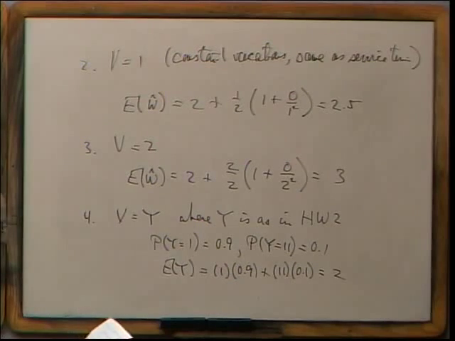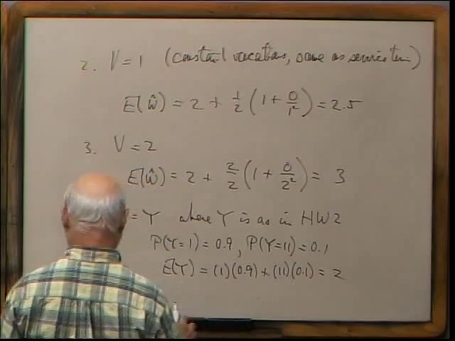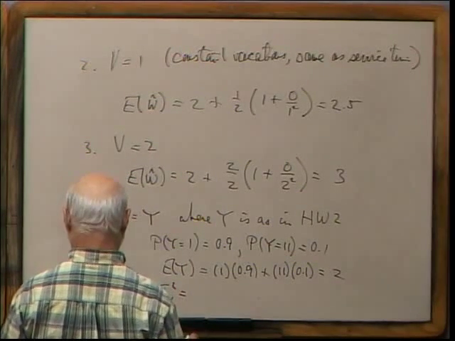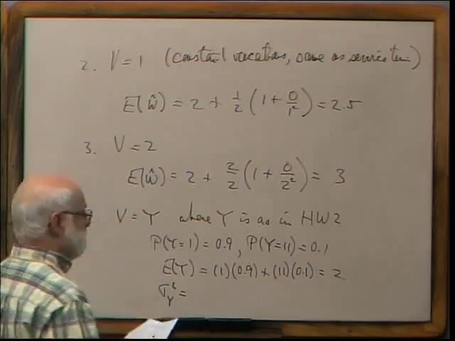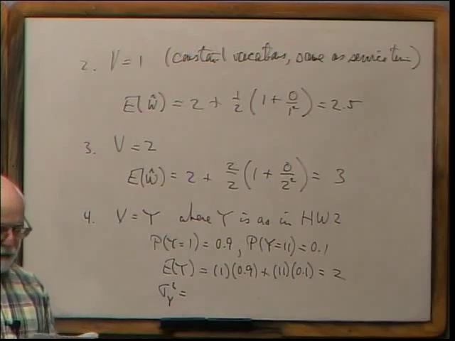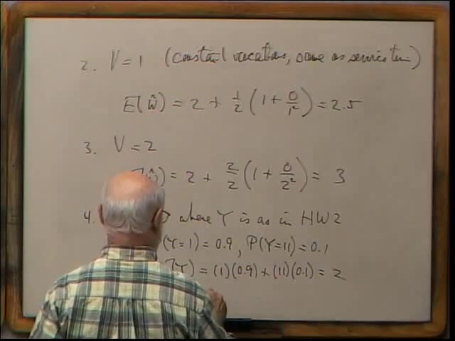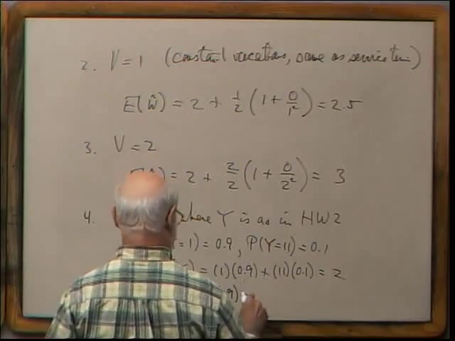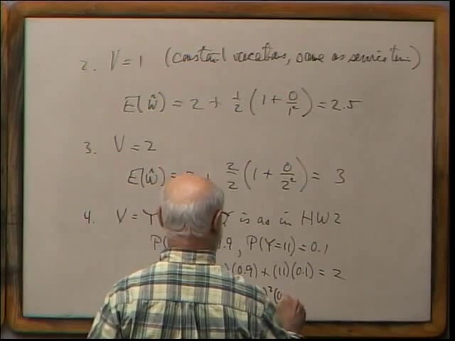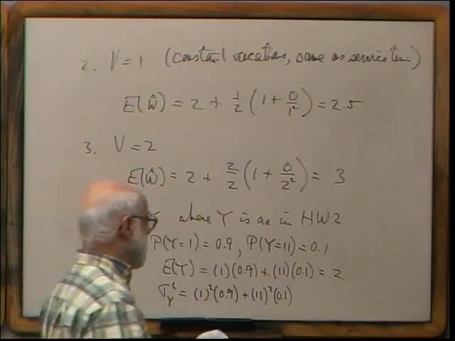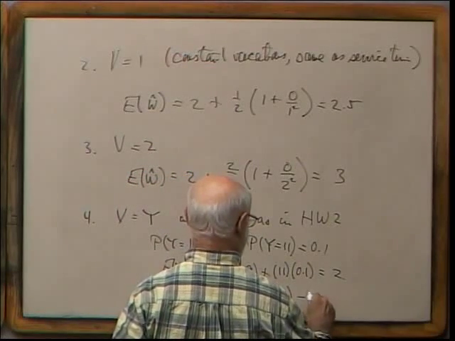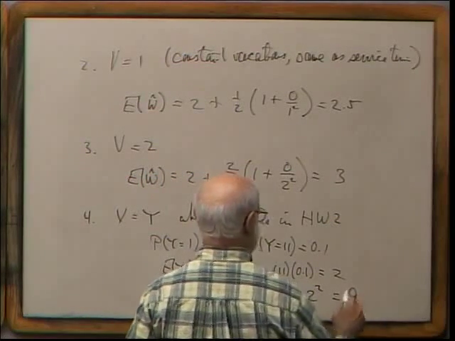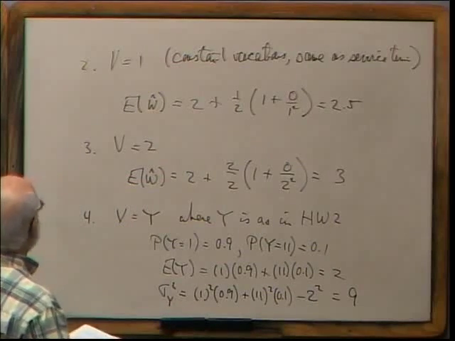But the variance, of course, is different, and so we have this. Sigma squared sub y, the variance of this random variable y, is equal to, well, remember that the variance is equal to the second moment minus the square of the first moment. So to get the second moment, I would take 1 squared times 0.9 plus 11 squared times 0.1. That's the second moment. And then I would subtract the first moment squared. The first moment was 2, so I subtract 2 squared. And by arithmetic, that gives me the value 9.